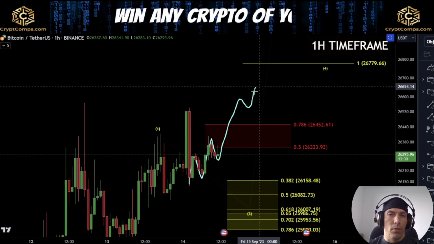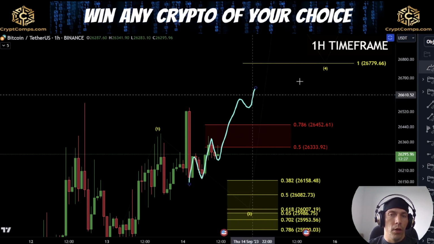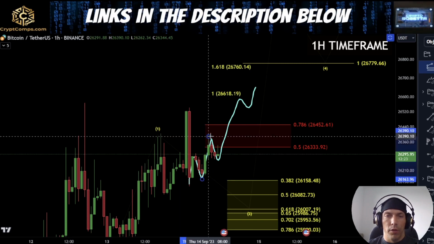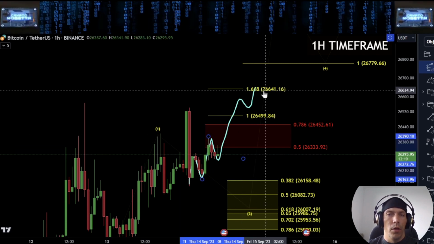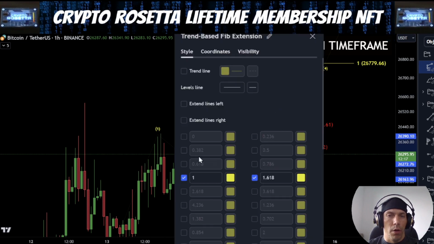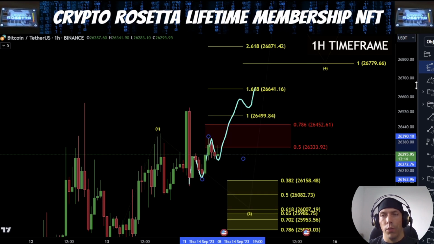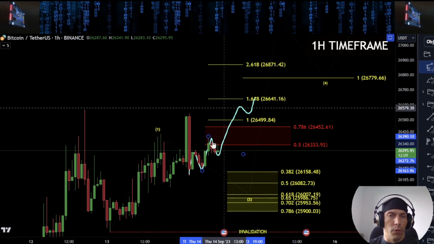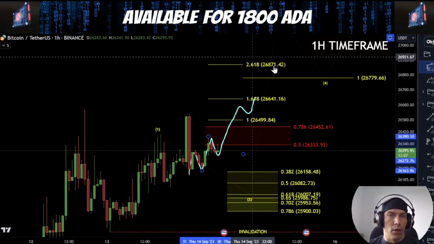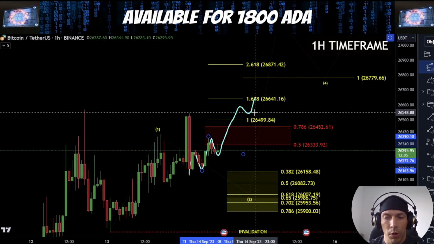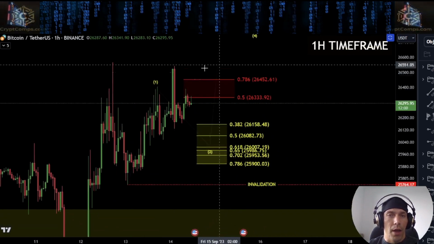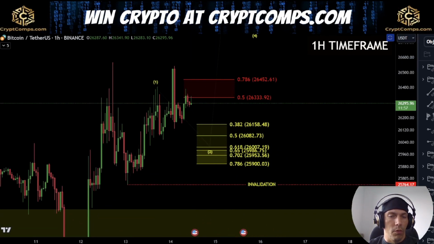And then we'd be looking to see how the structure develops and which targets get hit here, because if we start to extend, given our target here, we want to hit 26,641. But if it does start to extend out further, we could hit as high as 26,871 as a potential target for a 2.618 if we do start to get some further extension within the wave. So we don't really have anything indicating that this is breaking up at this point.